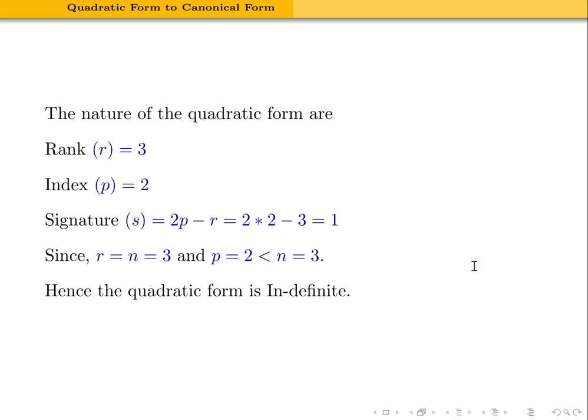Here rank is 3, index p is 2, signature is 1. Since r is equal to n is equal to 3 and p is equal to 2, which is less than n, the quadratic form is indefinite.